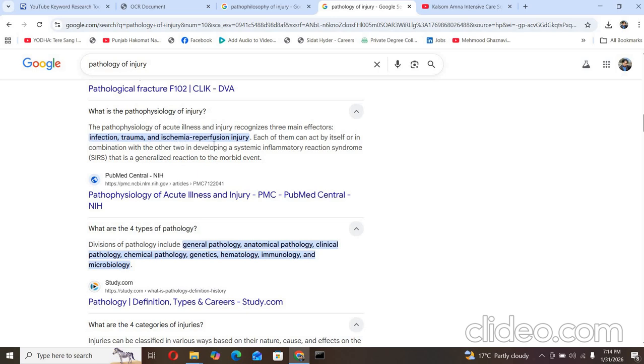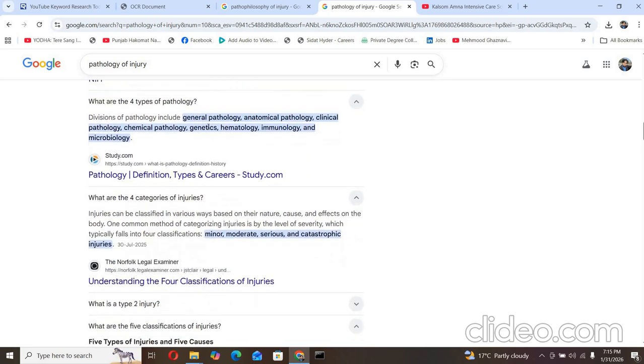The pathophysiology of acute illness and injury recognizes three main factors: infection, trauma, and ischemia-reperfusion injury. Each of them can act by itself or in combination with the other two in developing a systemic inflammatory response syndrome (SIRS), which is a generalized reaction to a morbid event.